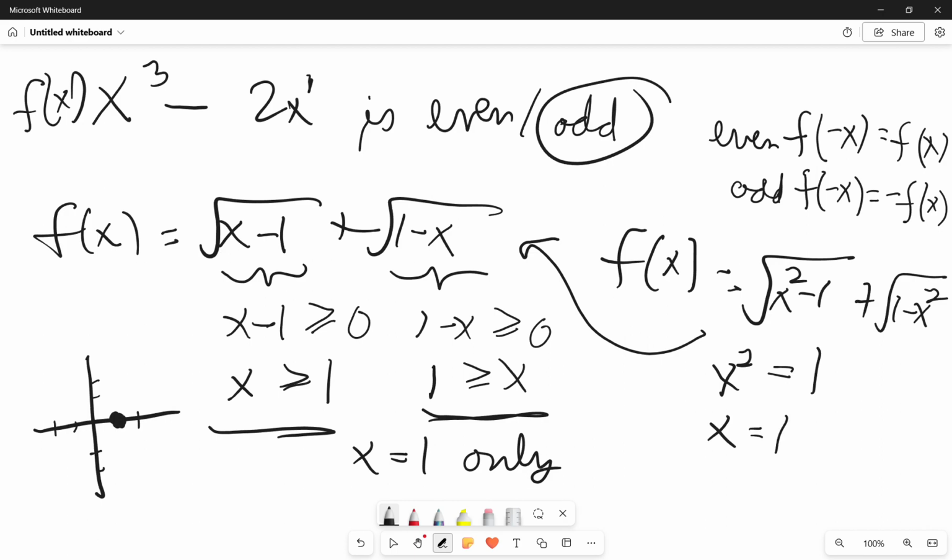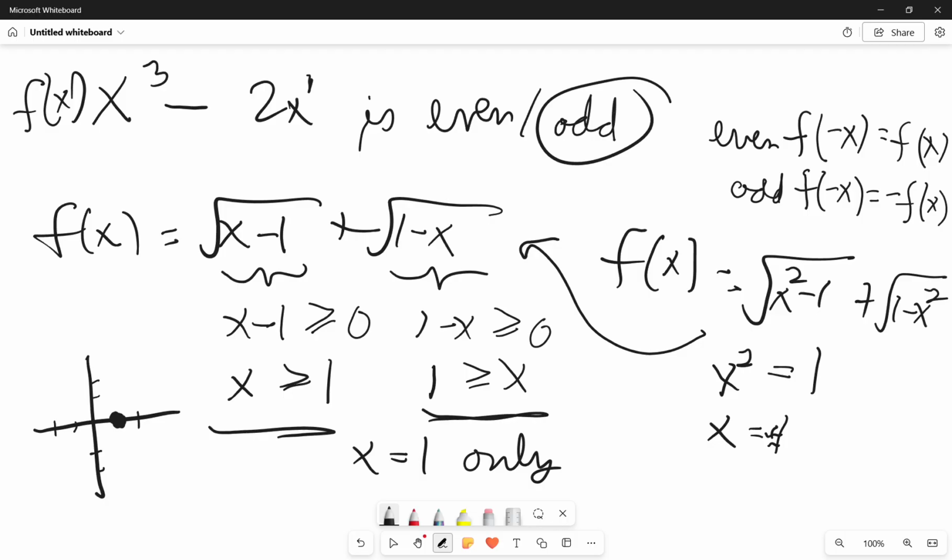Well, no. Because x can also be equal to -1. Negative times negative is positive. So x is plus or minus 1. And that's really different than the one we just did, because that one had x equals 1 only. This one has plus or minus 1.